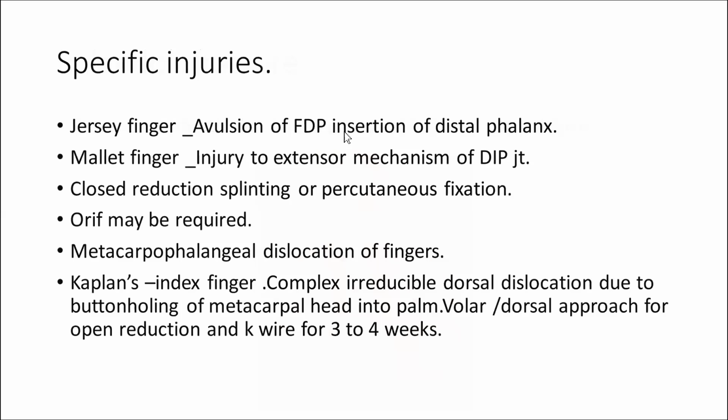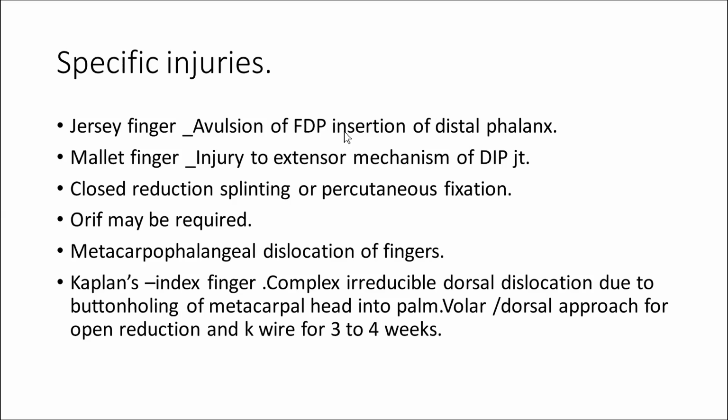Other specific injuries of the phalanx are avulsion of the FDP, that is, the flexor digitorum profundus insertion on the distal phalanx. As you know, flexor digitorum profundus inserts on the distal phalanx, while the flexor digitorum superficialis inserts on the middle phalanx. So if there is an avulsion, where the flexor digitorum profundus attaches on the distal phalanx, it pulls off a chip of the bone. It is commonly seen in a condition called Jersey finger.